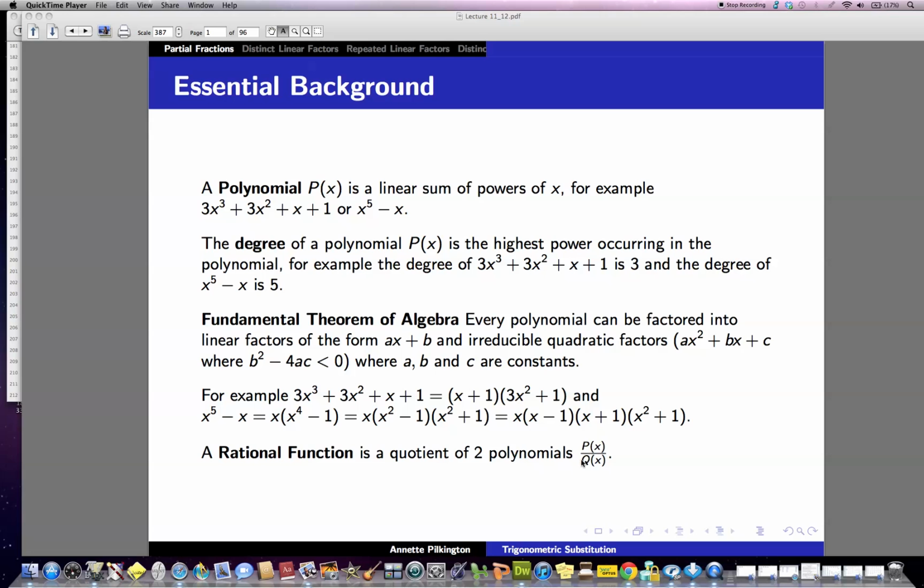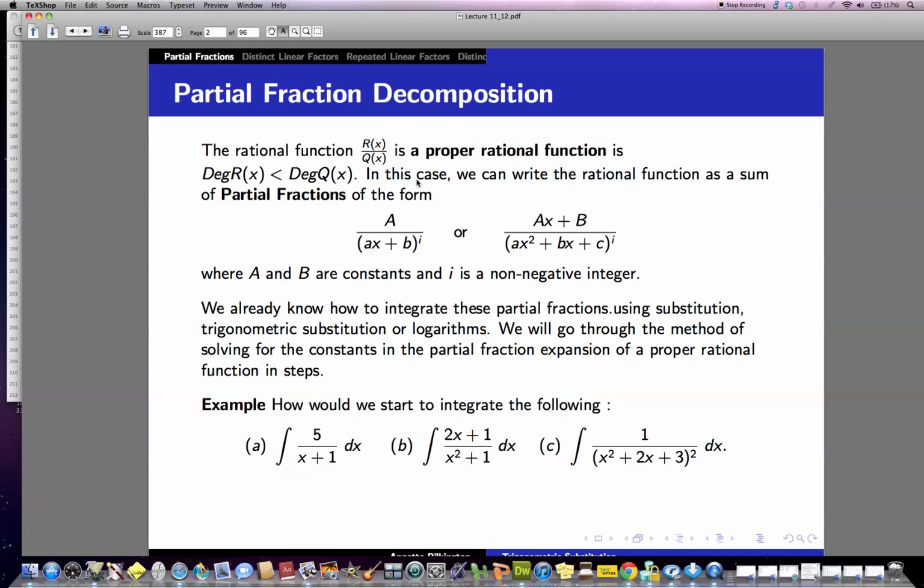Now our main interest is in rational functions, which are quotients of polynomials. If a rational function is a proper rational function, that is, the degree of the numerator is less than the degree of the denominator, then it has a partial fractions decomposition. I can write it as a sum of partial fractions, depending, of course, on the factorization of q of x into its linear and irreducible quadratic parts.